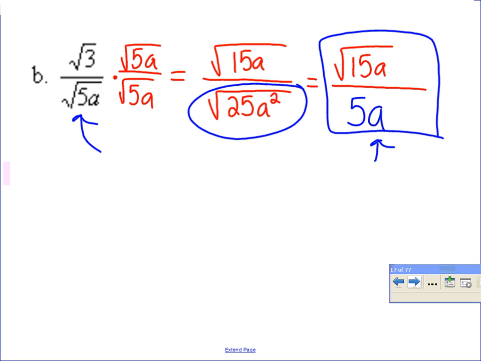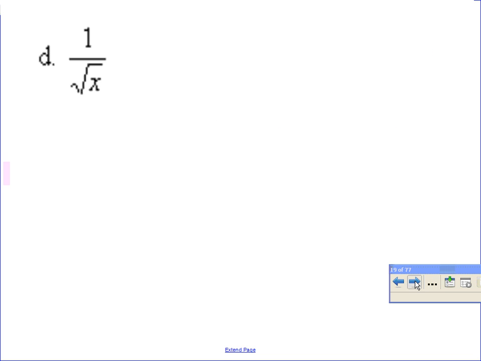Okay, let's go to letter F because this one's a little tricky. So I want you guys to try C and D on your own, and we are going to skip to letter F together because this one's a little tricky. Okay, so the ones we just did were basically the easy ones.